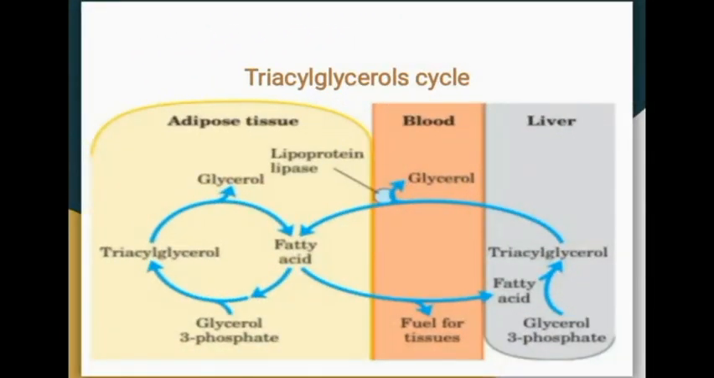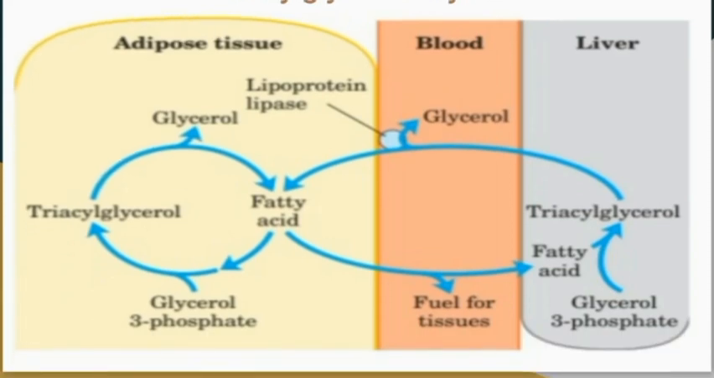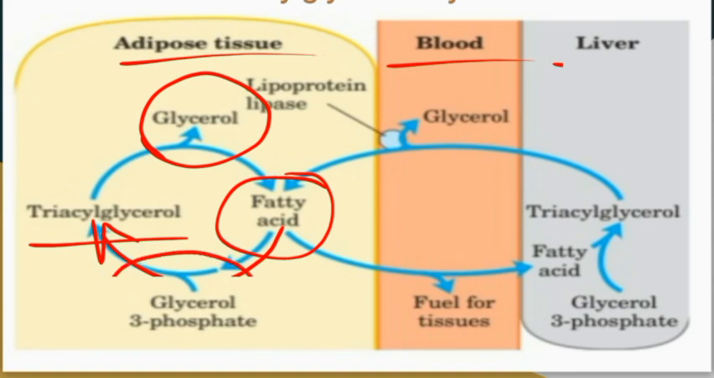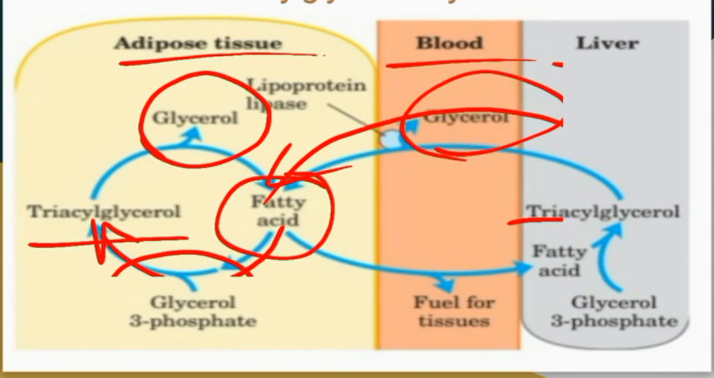Triacylglycerol cycle. The triacylglycerol cycle occurs in adipose tissue, blood and liver. In adipose tissue, triacylglycerol is present, which is converted into fatty acid, and here a glycerol molecule is released from it. And when the fatty acid is converted again into triacylglycerol, glycerol 3-phosphate is added to it. In the liver, triacylglycerol is also present. It is converted into fatty acid in the adipose tissue, and in the blood they release glycerol. Fatty acid is again converted into triacylglycerol in the liver, and glycerol 3-phosphate is added to it.